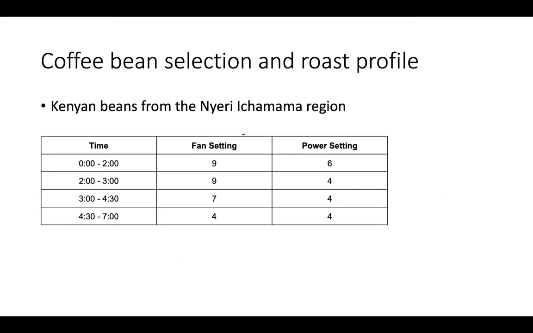Okay, then here we're going to break down the roast profile. We used beans particularly from the country of Kenya, specifically the Nyeri Ikamama region. And for our roast profile, you can see the fan setting and the power setting for each time window. The goal is to reduce the fan setting and maintain the power setting as the first crack occurs to get a more evenly roasted profile.